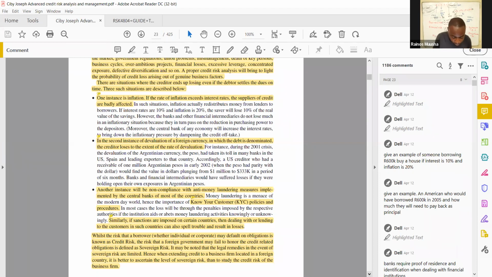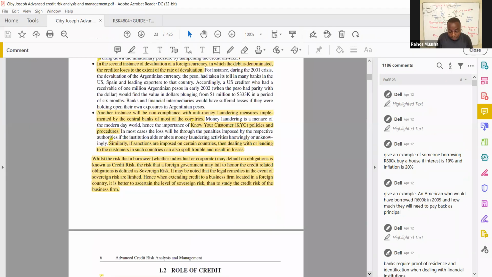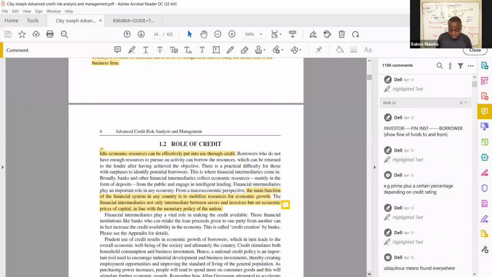Then here they say, while the risk that the borrower may default on obligations is known as credit risk, the risk that a foreign government may fail to honor credit-related obligations is defined as sovereign risk. It may be noted that legal remedies in the event of sovereign risk are limited. Hence, when extending credit to a business firm located in a foreign country, it is better to ascertain the level of sovereign risk than to study the credit risk of the business firm. Because remember, you're looking at the attitude of the different governments where the obligor is emanating from.